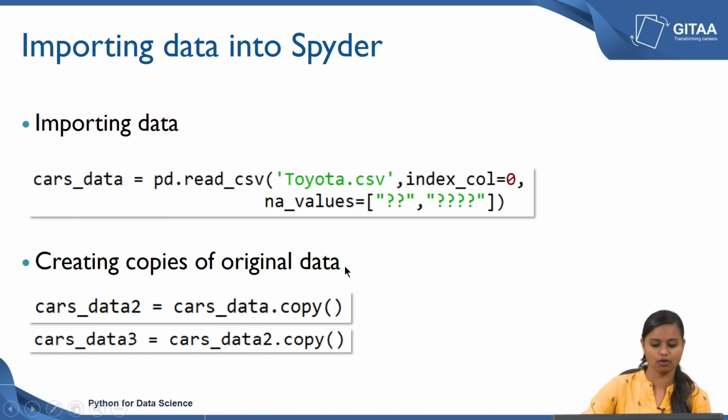So, let us create copies of the original data using the dot copy command. I am creating the copy from the original data cars_data, and I am saving that as a new data frame called cars_data2. So, this is one copy, and I have made another copy called cars_data3 from the cars_data2 data frame. So, I now have two copies of the original data, that is cars_data2 and cars_data3.